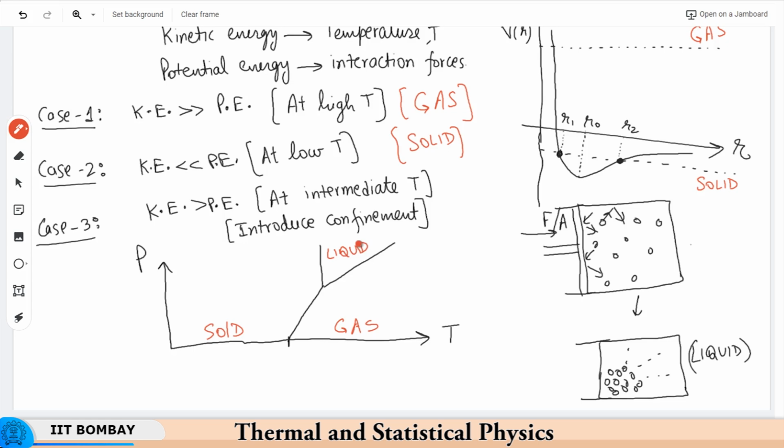So I would like you to go home and think about this very interesting phenomenon: liquids are not possible if you have no external pressure, for any material, all right. Having said that, let us move on to kinetic theory.